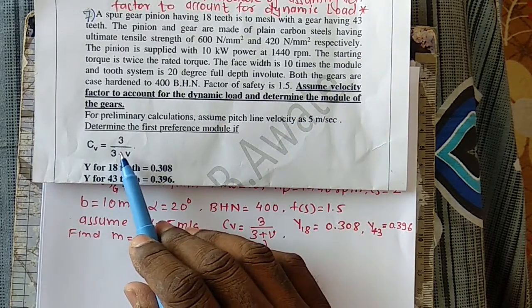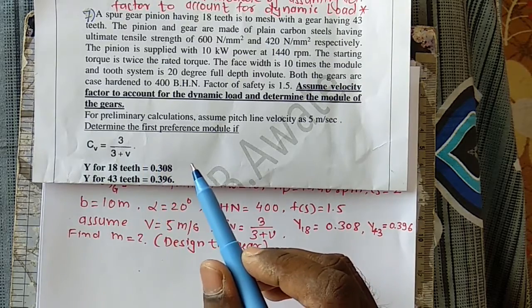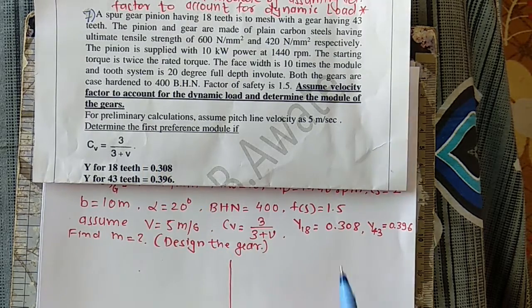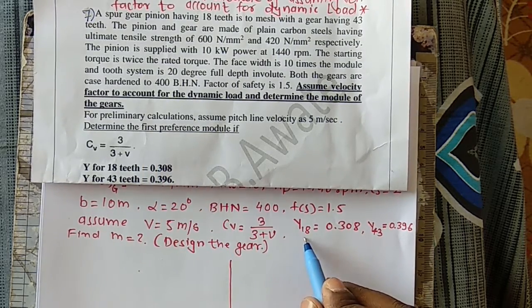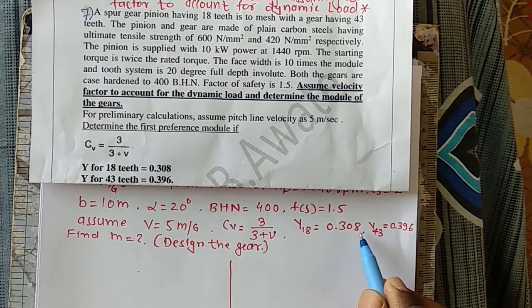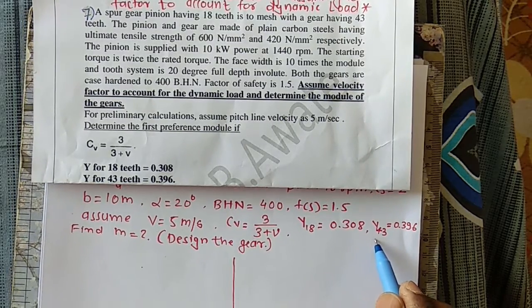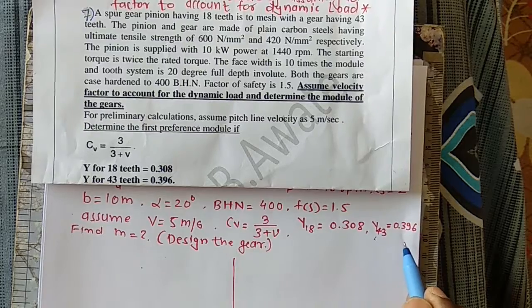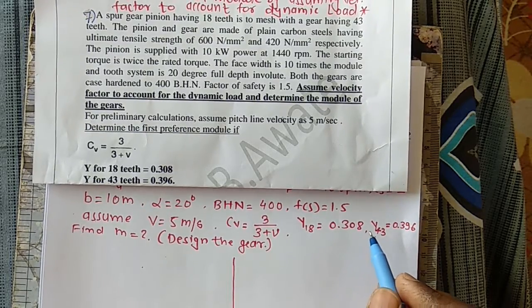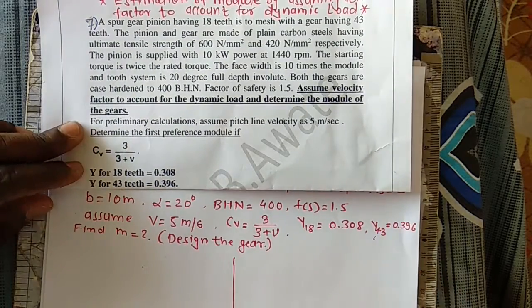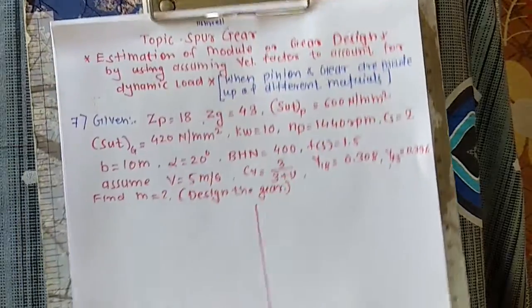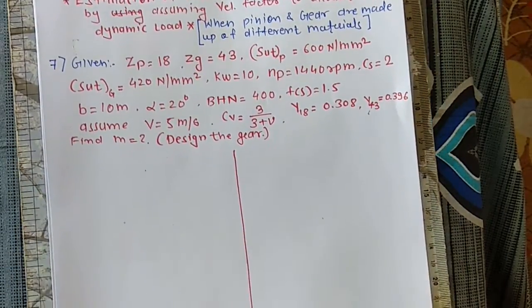And now we have to use CV is equal to 3 divided by 3 plus V. And also the Lewis form factor for 18 number of teeth, that is pinion, is given, and Lewis form factor for gear having 43 number of teeth is also specified, and we have to design the gear based on all these elements. Okay. Now we will start the problem.